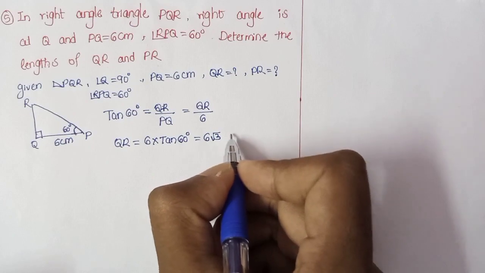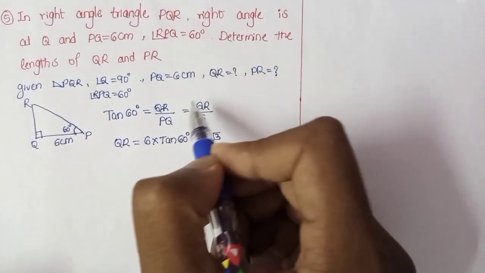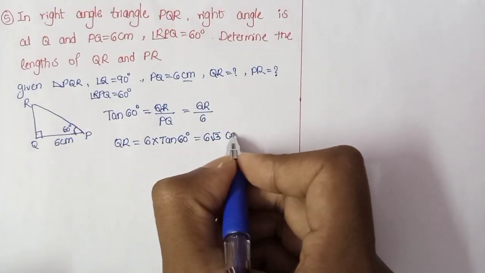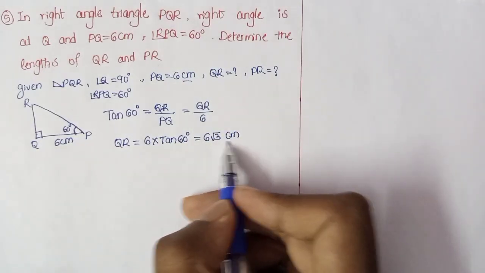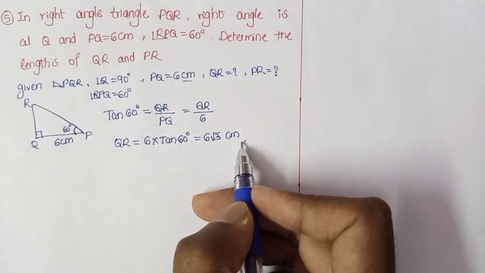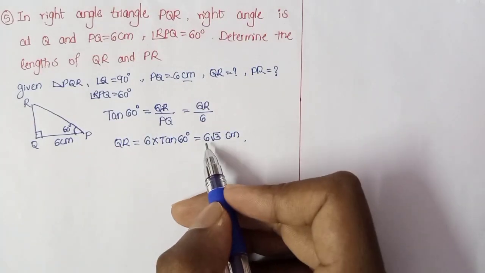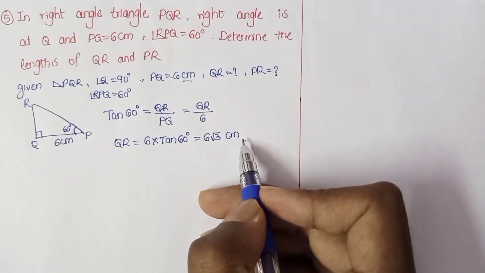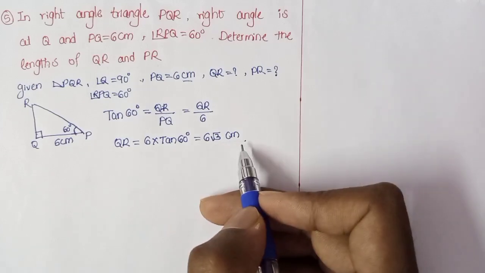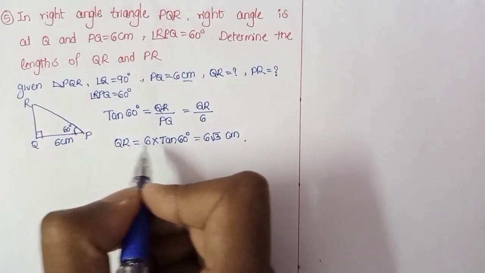Not units, not meters. Here it is already given as centimeters, 6 centimeters. So here also it is centimeters. If you don't write centimeters, you will end up with the wrong answer, because in the options they may give 6 root 3 meters or 6 root 3 millimeters. They give like this. So this is the one side.